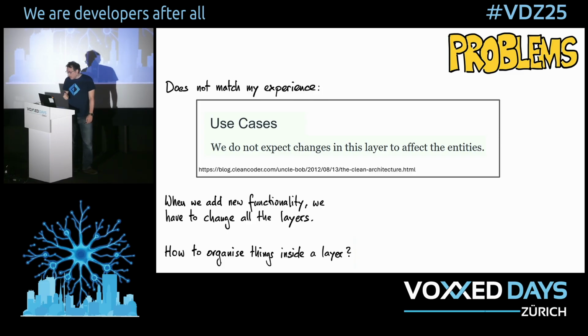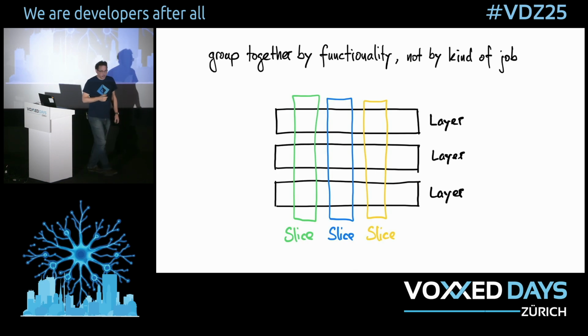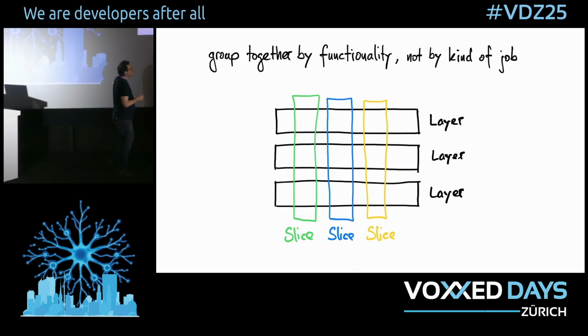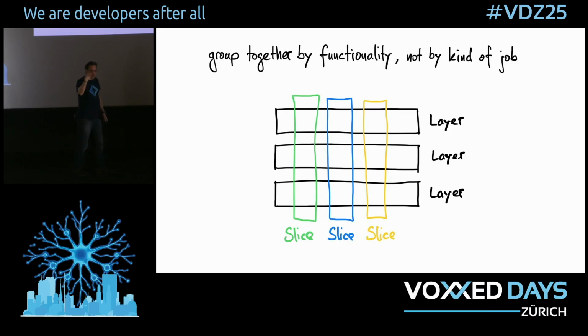And some years later, someone, Jimmy Bogard, came along and said, we shouldn't organize things in horizontal layers. We should organize things in vertical slices. Every slice is a feature. We organize code by feature. All the code for a single feature is close together. Because when you add a feature, we just add a slice. If you change some slice, all the code is close by. It makes it much easier to work feature by feature.